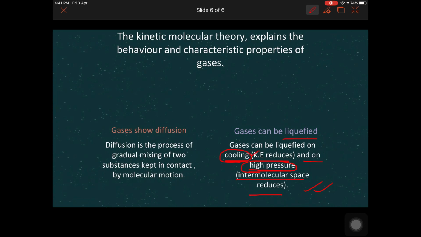Now let us see a small video that will explain the diffusion of gases very nicely.